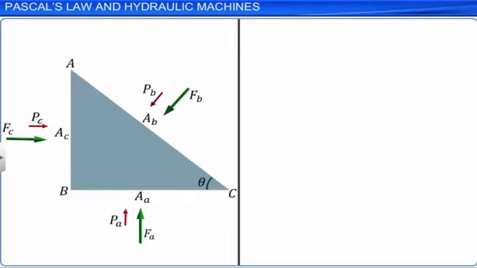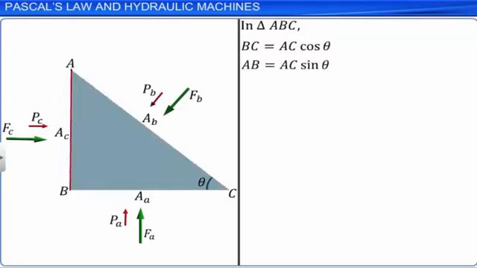Geometrically, in the right-angled triangle ABC, BC is equal to AC cosine theta and AB is equal to AC sine theta. The forces shown are normal to the respective areas that include the sides. Thus, we have Fb sine theta is equal to Fc and Fb cosine theta is equal to Fa. Let us call this equation 1.